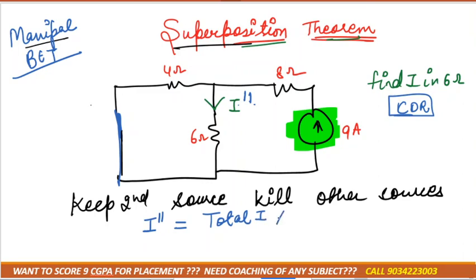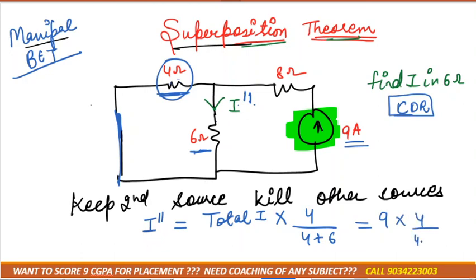That is total current multiplied by, in whichever branch we need to calculate the current, we have to take the opposite resistance. Opposite resistance is how much? 4 ohm divided by sum of resistors which are connected in parallel. Here 4 ohm and 6 ohm are connected in parallel, so 4 plus 6. Total current is already given in the circuit, that is 9 ampere. So it would be 9 into 4 divided by 4 plus 6 is 10. So that would be 0.4. So 9 into 0.4 is 0.36.